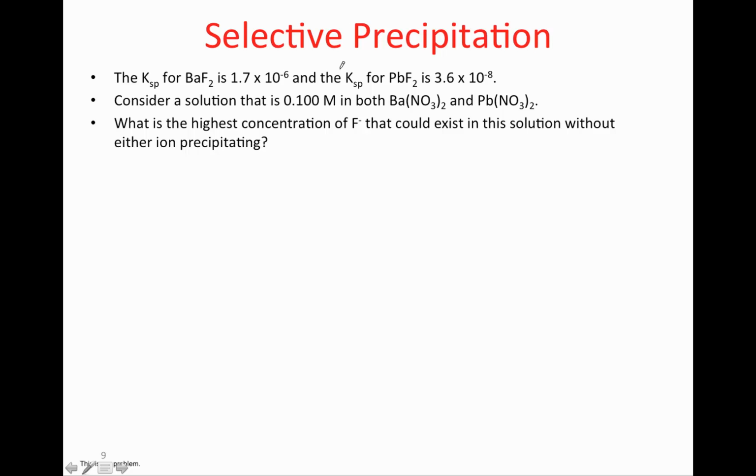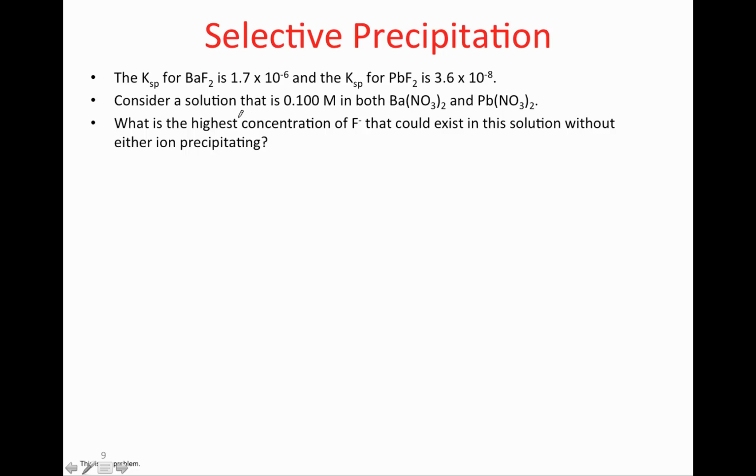I could add in another ion that might cause one of them to precipitate while it leaves the other one in solution. And that could be valuable because it's a way of separating two ions from each other. So let's see, what do we have? We have barium fluoride, which has a KSP value of this, and lead fluoride, which has a KSP value of this. What we're seeing is that the lead fluoride is less soluble than the barium fluoride, by about a factor of 100. The KSP value is smaller.